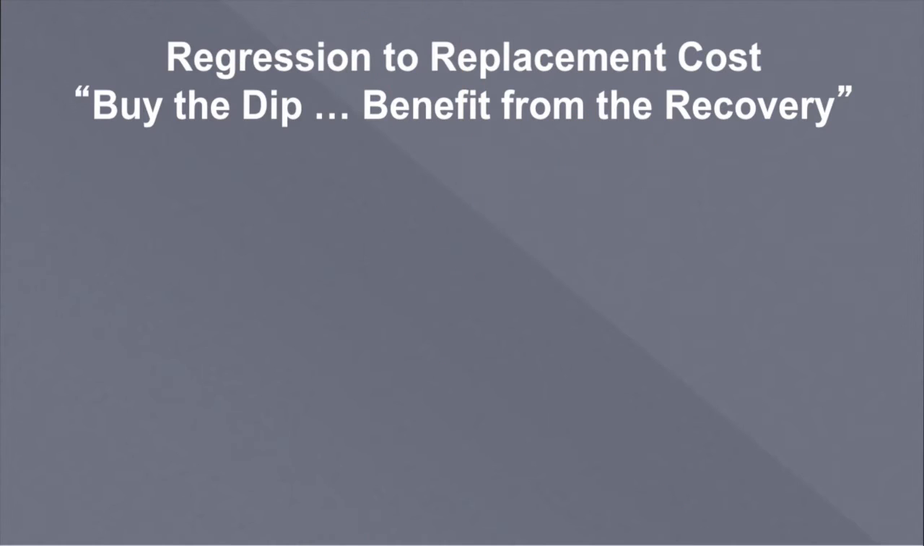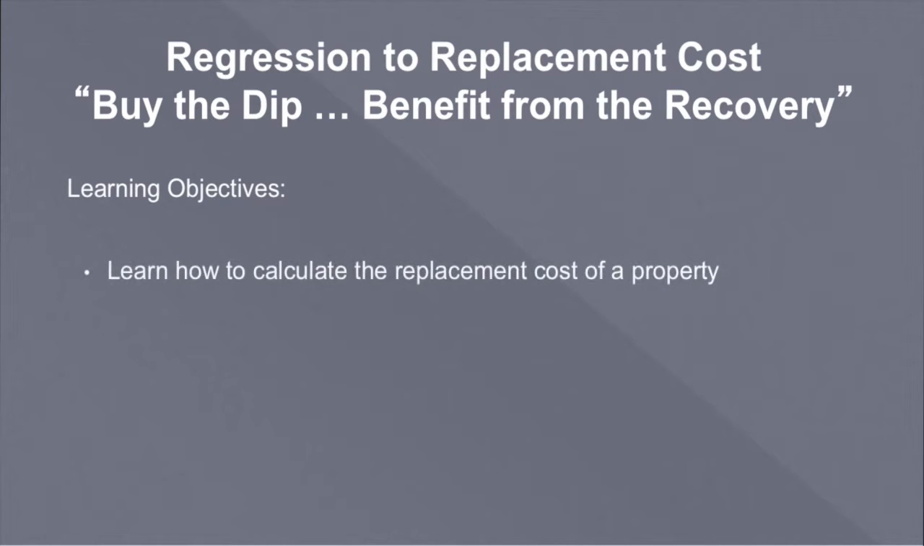Okay, let's dive in. So our learning objectives, what will they be? Learn how to calculate the replacement cost of a property. In other words, what is replacement cost? Well, what does it cost to build it again? And what does it cost to buy that land? It's the construction cost. And this is something that insurance people talk a lot about. They talk about this concept of replacement cost.